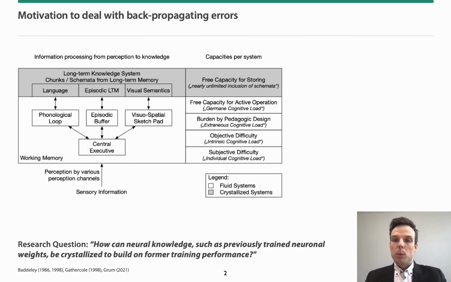Second, learning phase in which signal schemata are transferred to the long-term knowledge system. They are crystallized. Please see the gray components in the figure. As this works effectively for humans, why don't we transfer this kind of crystallization to machine learning approaches?